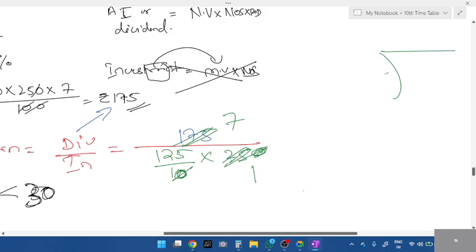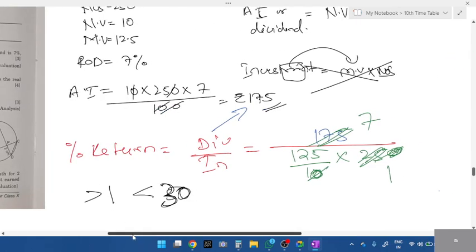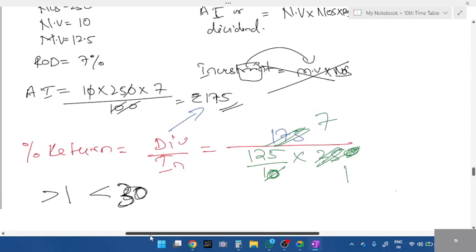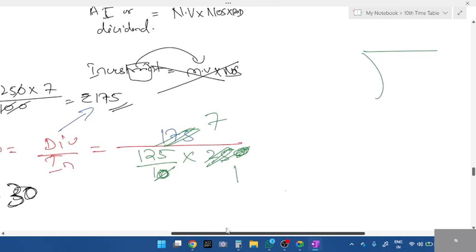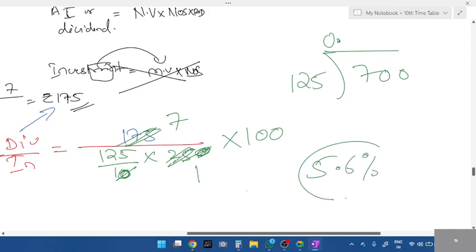7. It should be greater than 1. Rate of dividend will always be greater than 1. Remember that. Not only 1, it will definitely be greater than 2 or 3. If I take 7 and 125, are we getting a value greater than 1 or a decimal value? You're getting a decimal value, right? Which is not right. Therefore, you multiply by 100. You multiply by 100, then you'll get 5.6 as the answer. 5.6%.